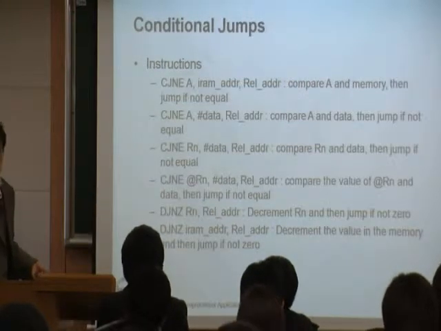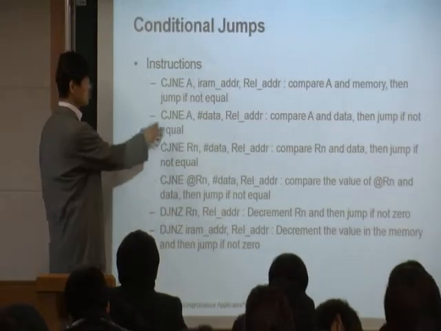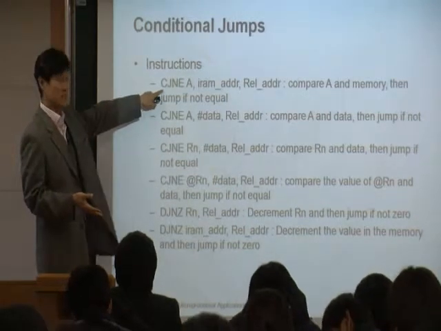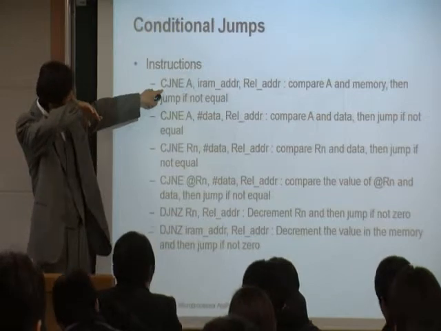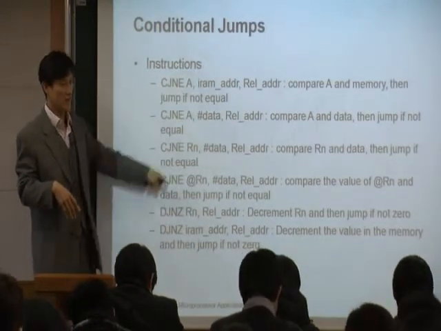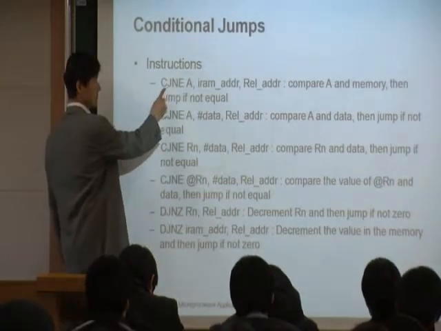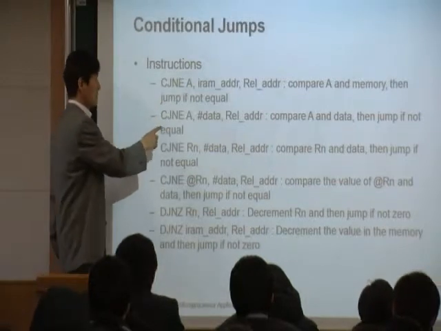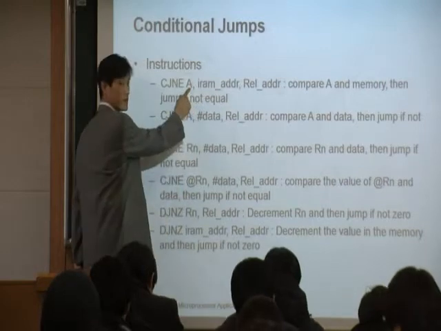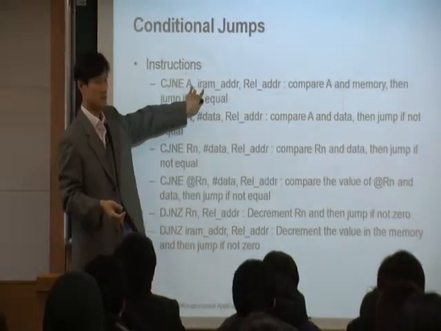Okay? There are a little bit more complex instructions here. Let's see. C means compare. Compare, jump, not, equal. Okay? E means equal. CJNE: compare, jump, not equal. So let's see. We want to compare the accumulator with this. Okay? We want to compare these 2.